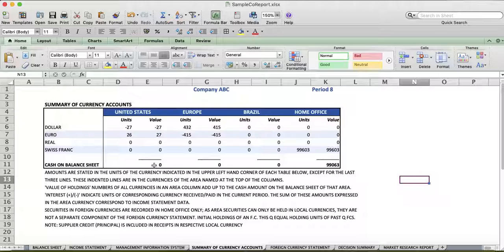This company in the US had 26,000 euros left in the United States. They had 27,000 overdraft dollars in the US, and they had a supplier credit because they still owed money beyond the small loan that the bank could do against the positive holding of euros in the US.